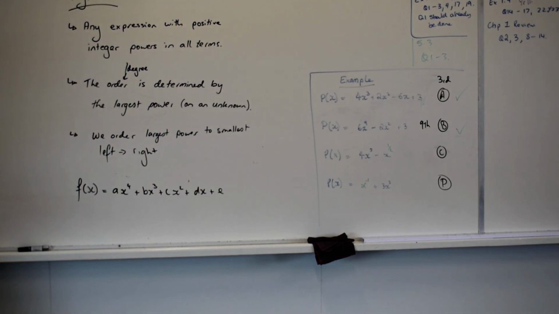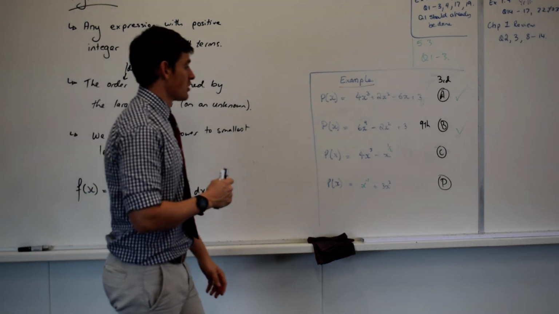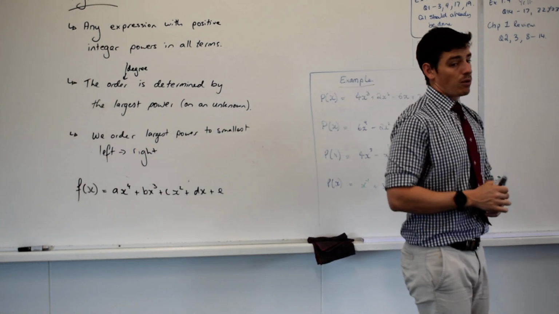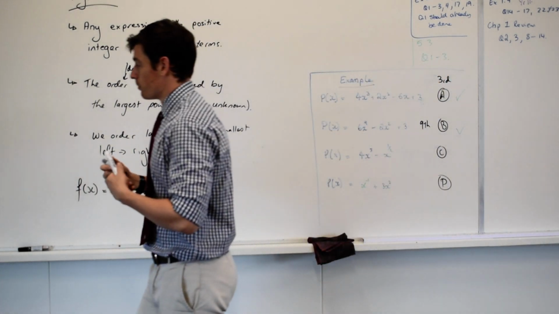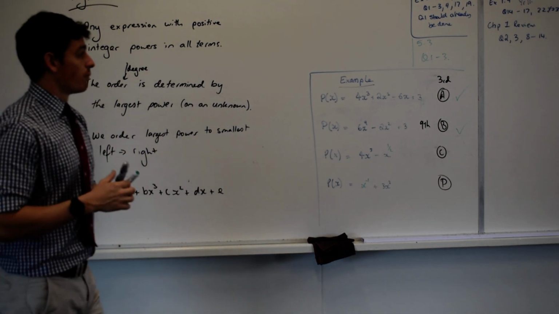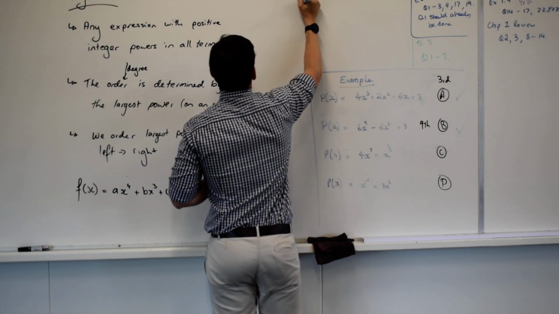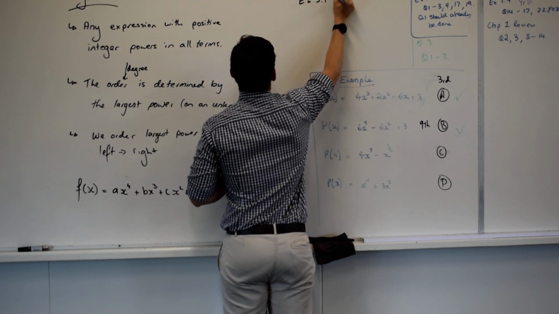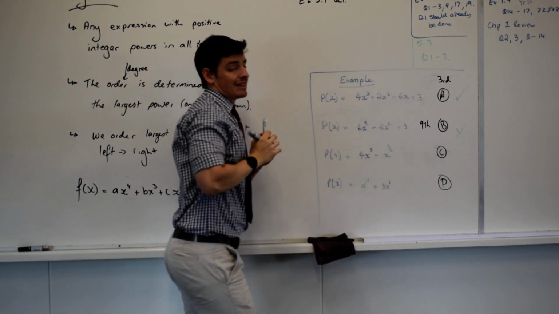Okay, we're going to talk about how we can find out these depending on how much information we have. But before we get started with that, I think we'll just get going on some routine practice about identifying what a polynomial is and more importantly what a polynomial is not. So exercise 3.1, question 1. Let's get started.